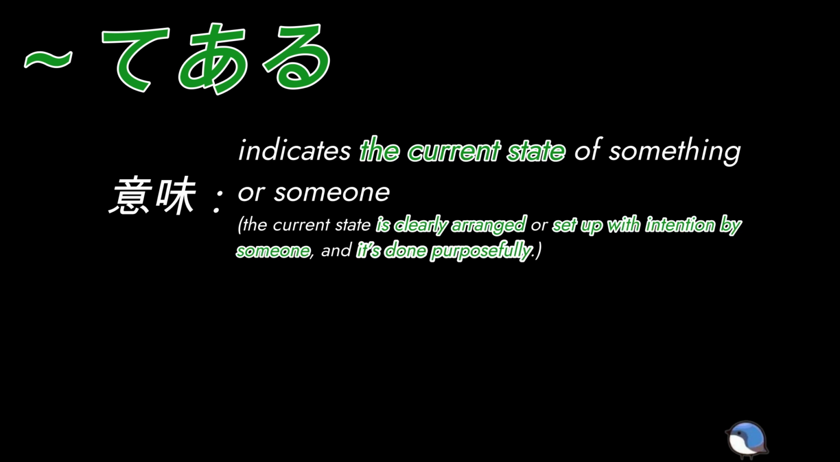And now I will introduce てある. てある. It indicates the current state of something or someone. However, there's one difference. The current state is clearly arranged or set up with intention by someone, and it is done purposefully. When did this happen?